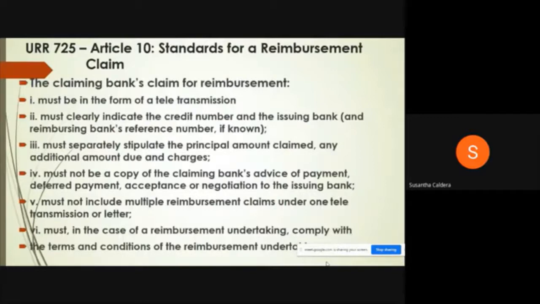Article 10, standard for a reimbursement claim. Can you read the standard for the claiming bank's claim for reimbursement? What are the things to be included? Go through it, and if you have any questions, ask me.